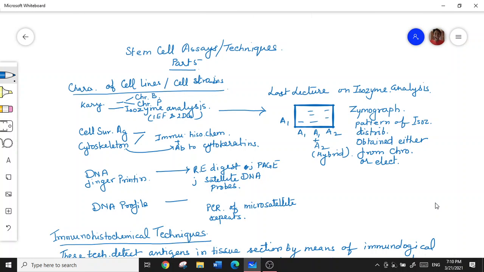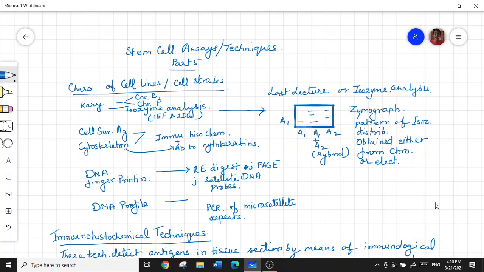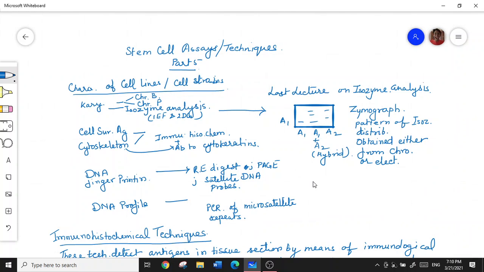Dear all, today I am going to tell you about stem cell assays and techniques, and this is part 5. We have already seen the stem cell characterization by species characterization by karyotyping and with the help of chromosome banding and chromosome painting. Also, we have seen the isozyme analysis by using isoelectrofocusing and two-dimensional gel electrophoresis.